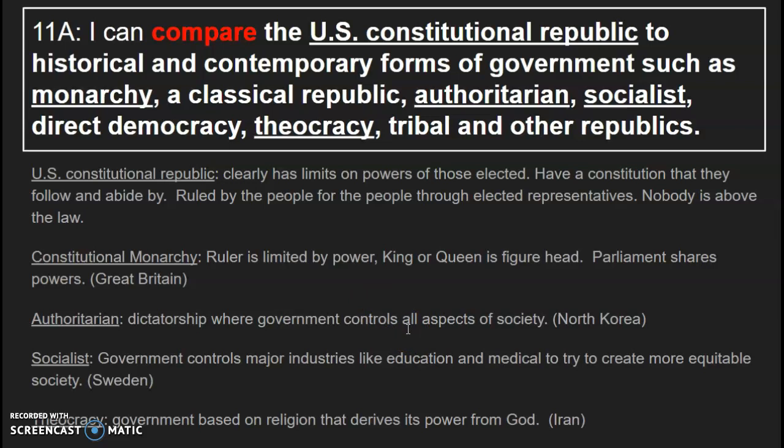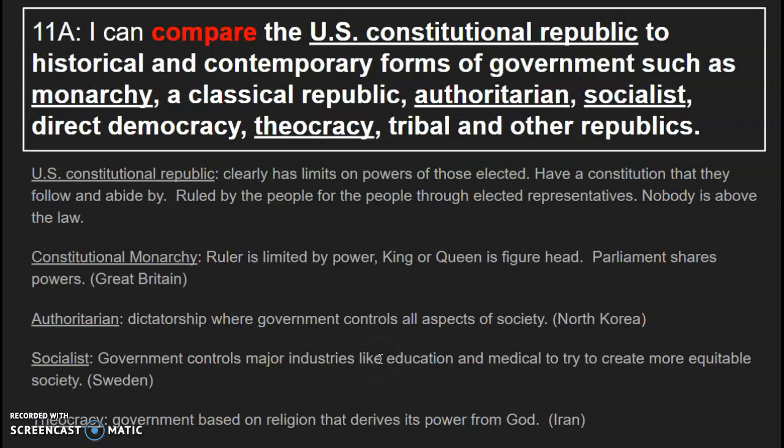In a socialist government, the next one, government controls major industries like education and medical to try to create more equitable societies. So this is where the government kind of controls the social services of the society to try to create equality amongst the social classes. So an example of a socialist economy is Sweden. The government doesn't control all aspects of society. They control some aspects of society, and they're typically tied to social services.